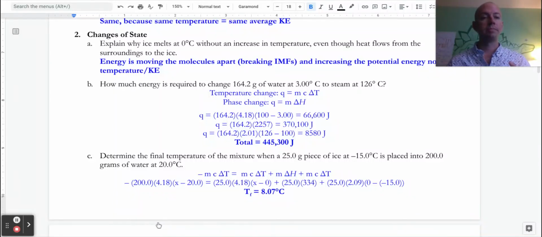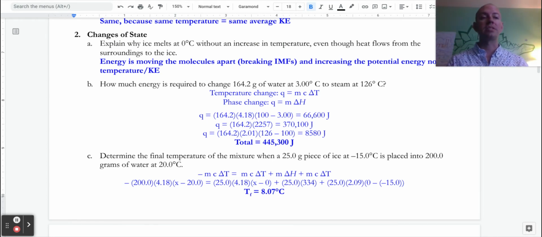And here we have some calculations and conceptual questions where we're thinking about changes of phase or state. Ice melts at zero without an increase in temperature because heat flows from the surroundings to the ice. Obviously, I didn't say that very well, but the idea is when something is melting, the surroundings would be hotter. We do have a difference in temperature and we have a flow of heat in. But that ice isn't instantly going to go up to water at 20. It has to totally melt and turn into water at zero.